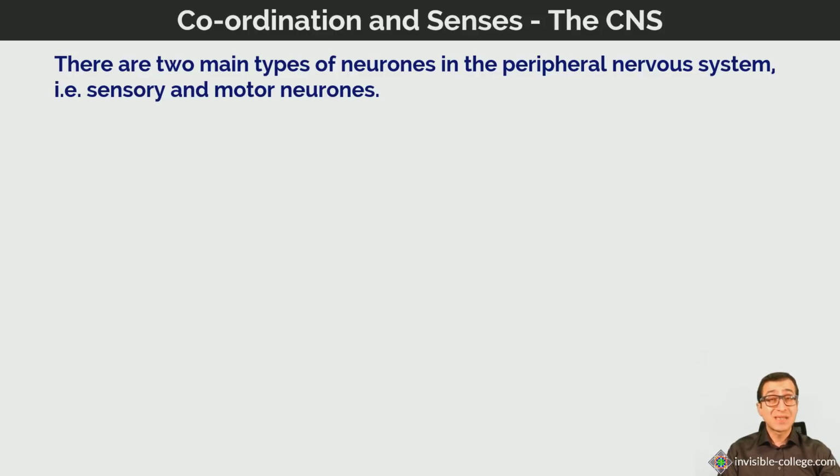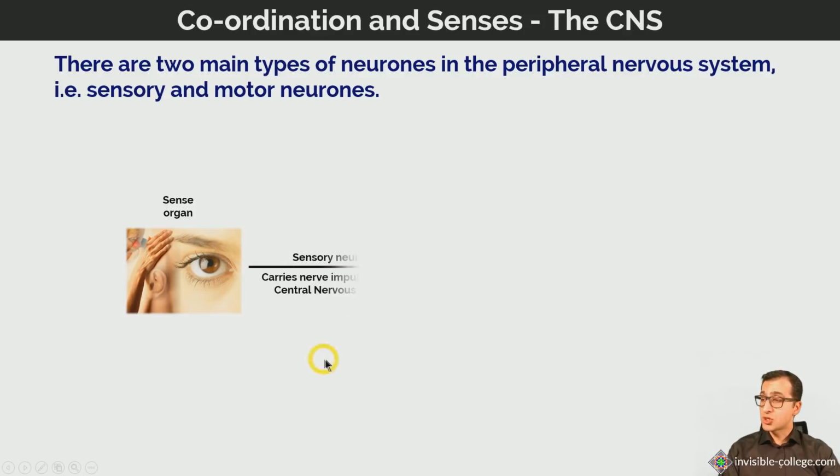Motor neurons are sometimes called efferent neurons. Efferent neurons are neurons which carry information from the central nervous system to effectors, usually muscles or glands. So efferent generally means when a structure is conveying something away from something central. So the two main types of neurons are sensory neurons, which carry sensory information to the central nervous system, and motor neurons, which carry information to effectors from the central nervous system.